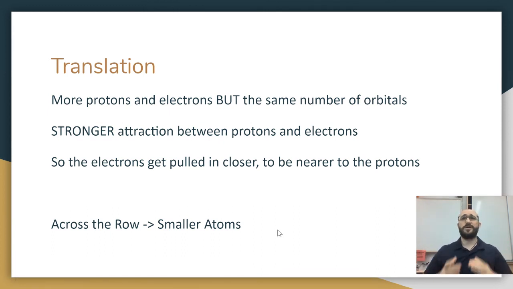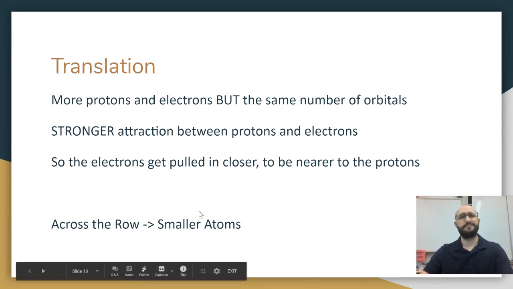All right, here's your translation. More protons and electrons, more attraction. More attraction, they want to hang out closer to each other. The more attraction there is, the closer and closer they get. The closer and closer they get, the smaller and smaller they get. So as you go across a period or a row, your atoms get smaller.